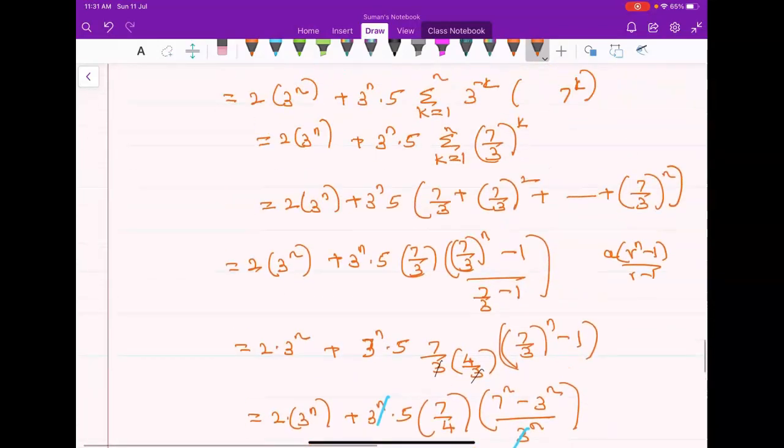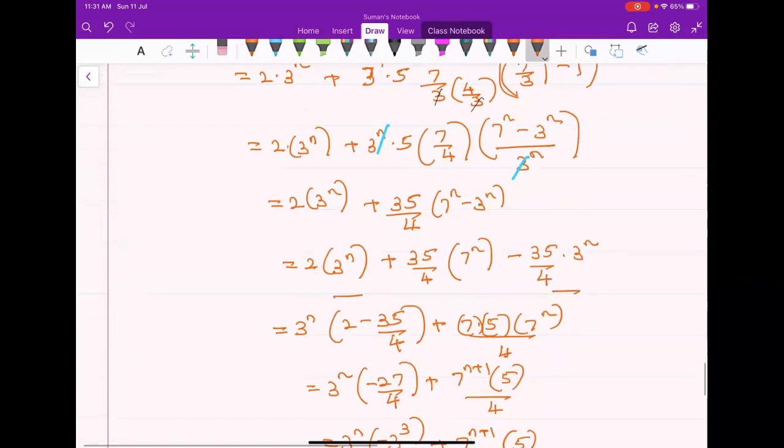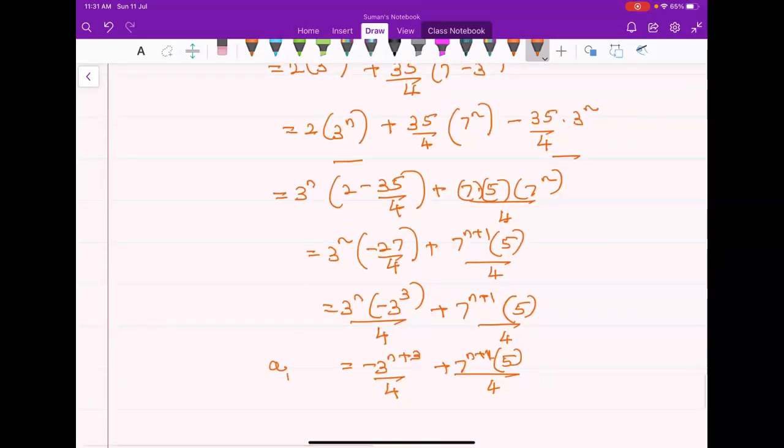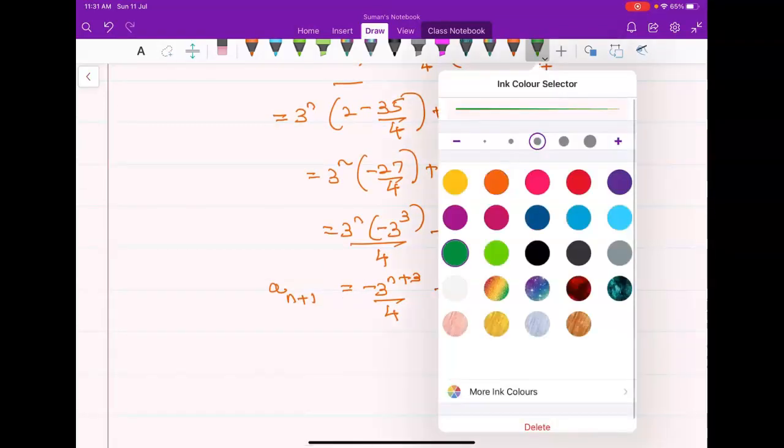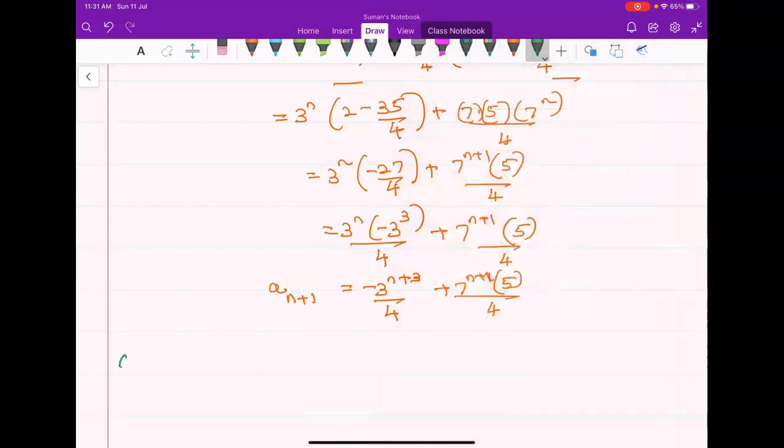That is your general solution, which is an plus 1. So actually it is quite easy, just a few calculations, and we are using a lot of properties of summation. Now coming to the next problem, solve the recurrence relation. I have lost count of the number, maybe 4 or 5.